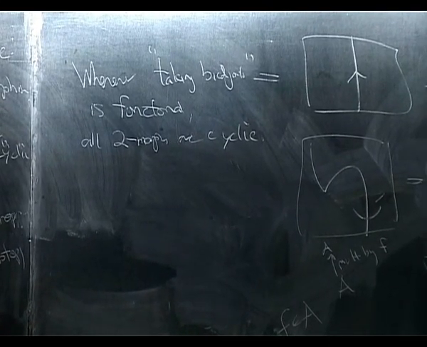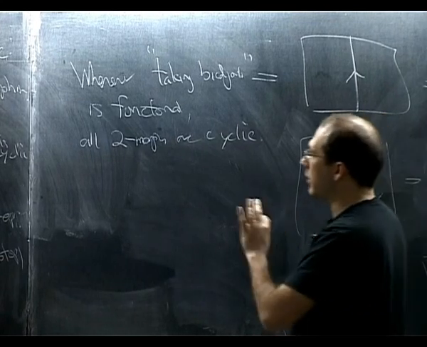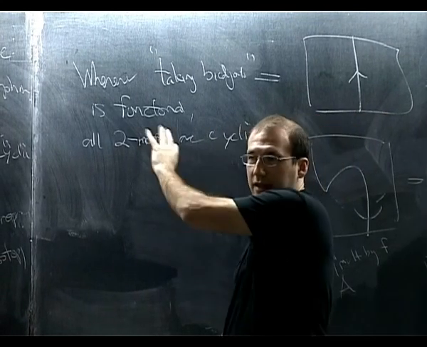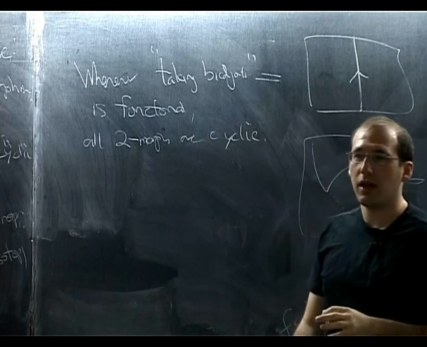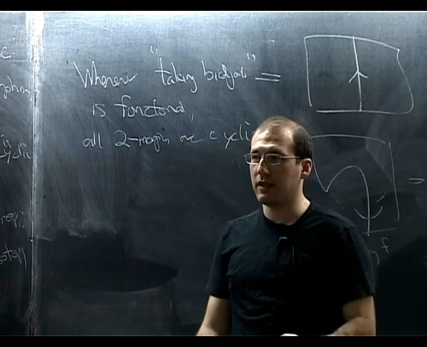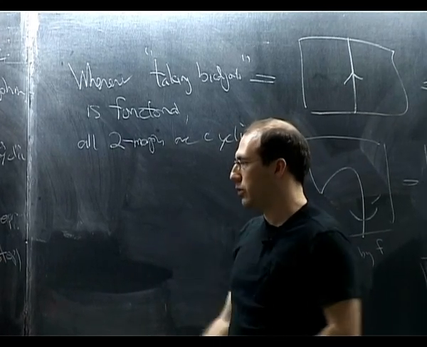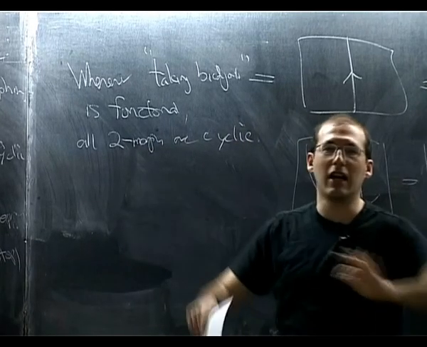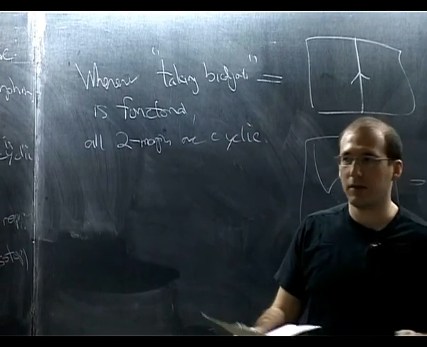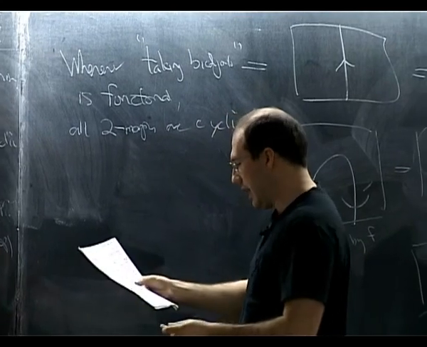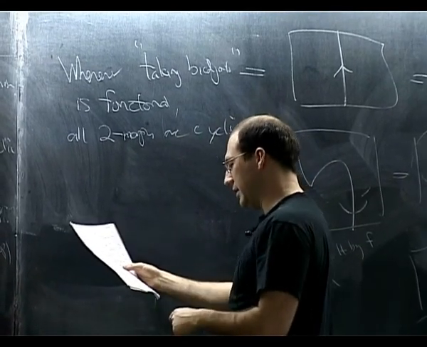So the point is that whenever there's some sort of duality in your category, so that taking the dual is taking the biadjoint, then 2-morphisms are naturally cyclic. And that means that we should be using isotopy classes of diagrams to represent morphisms. So this is the abstract nonsense that underlies this.